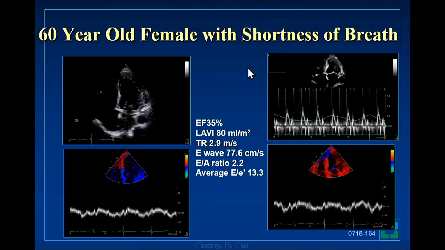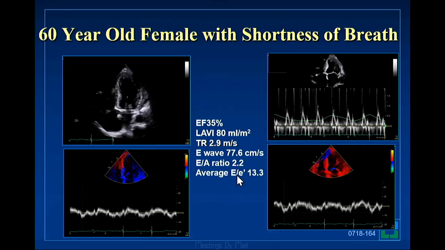So here's a typical case that we would see, a 60-year-old female with shortness of breath. And here are the parameters. You can see the EF is not normal. LAV is 80, a very large left atrium. The TR is more than 2.8, so that's elevated.